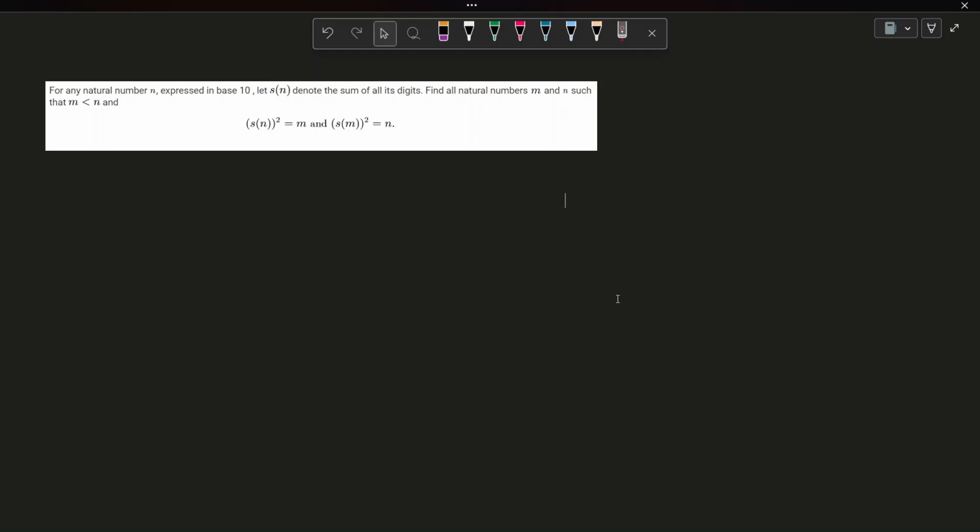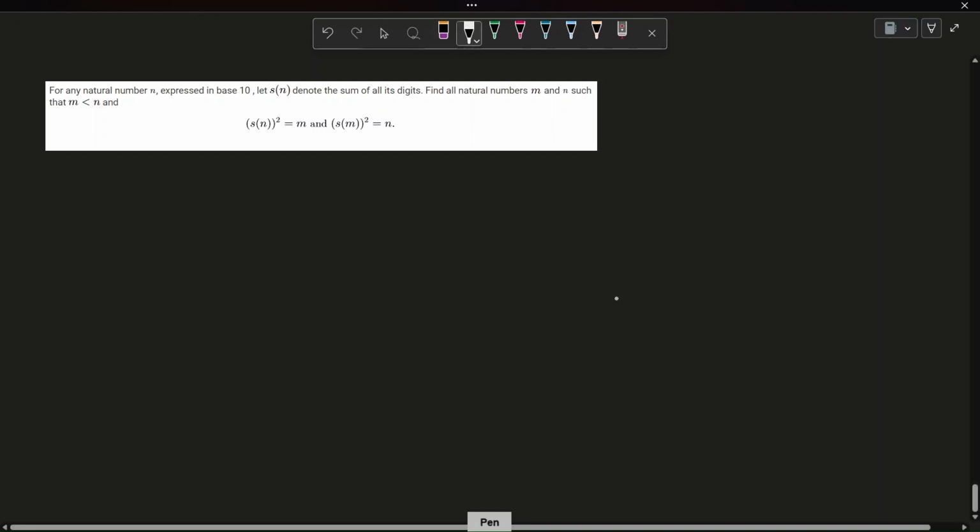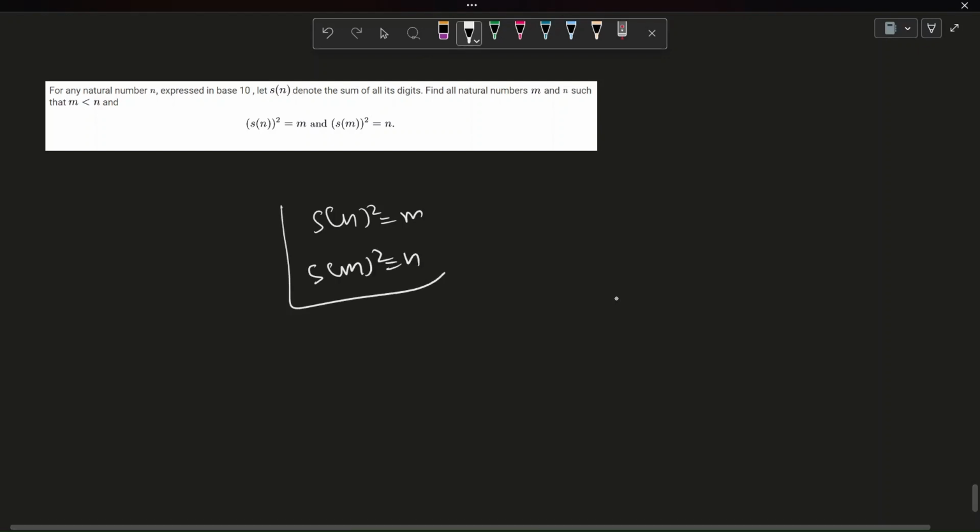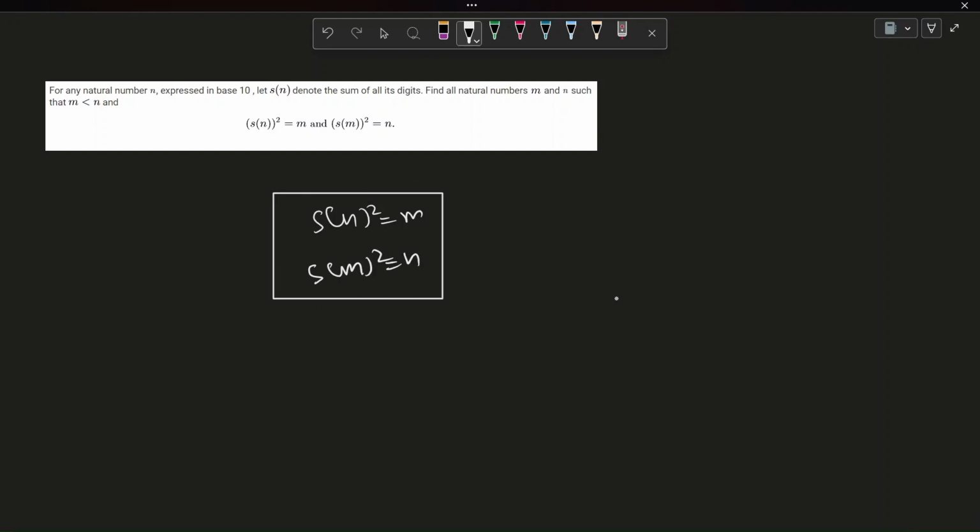Hey everyone, in this video we are solving this question from RMO 2023. It says that for any natural number n, let f of n denote the sum of digits of n. F of n is the sum of digits, and we need to solve the equations f of n whole square equal to m and f of m whole square equal to n. These are the two equations, and we need to find solutions to them.